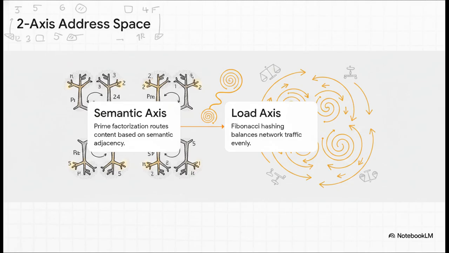Well, the network utilizes a 2-axis Fibonacci prime address space for its distributed hash table. Step 1 is the semantic axis. Since data is encoded as prime factored trees, the content naturally clusters together. Slabs with the same prime root hold semantically similar content. Step 2 is the load axis. To keep popular nodes from getting totally overwhelmed, the node addresses are multiplied by the golden ratio, Fibonacci hashing, which natively balances the traffic. This actually solves the standard Kademlia clustering problem, which is a classic headache in distributed P2P networks, without ever having to rely on expensive cryptographic hashing.